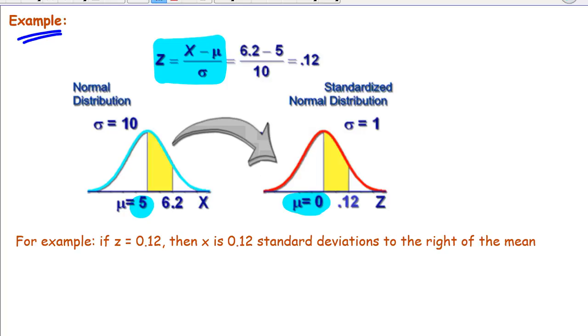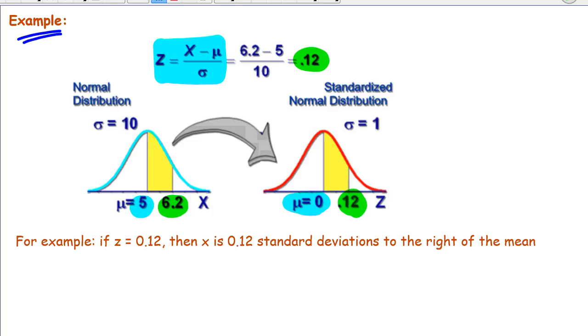Anyway, if you look at a value like 6.2, so 6.2 minus 5 divided by 10, you get that, and that is our new z-score. Which means that the x value, 6.2, is 0.12 standard deviations to the right of the mean.